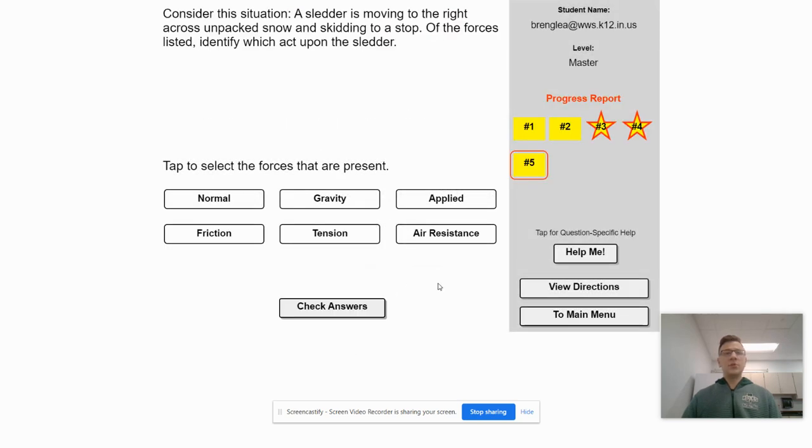Okay, a sledder is moving to the right across unpacked snow and skidding to a stop. We're looking at the sledder here. So gravity is acting on the person, and they are supported by the ground. So there's a normal force. There's no applied force because no push or pull. There's no tension because no rope here. There is friction because it says they're skidding to a stop on unpacked snow. And then there is air resistance because they're moving through the air.